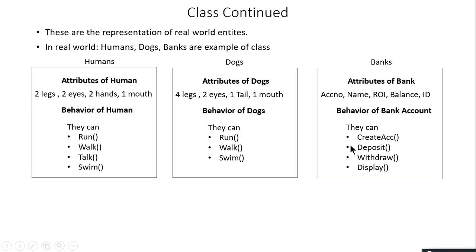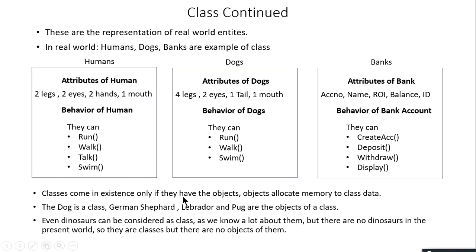Now once you create this, then these are the classes. Classes are of no use until their objects are created, because objects allocate memory or provide the existence in the real world for these classes. Classes come into existence only if they have objects. So objects allocate memory to your class data. For example, let's talk about the dogs. Now you see various breeds of dog. For example, German Shepherd is a dog, Labrador is a dog, Pug is a dog. Now all those dogs have these properties common to them, but the weight, the height, the color is different for German Shepherd, Labrador, and Pug. So they will be treated as objects.